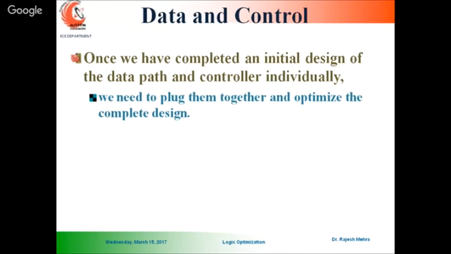So once your data and control are separately optimized, then what is next? Now you have to combine them. Once we have completed an initial stage of data path and controller, then we need to plug them together and optimize the complete design. Now plug them and then further optimize it.